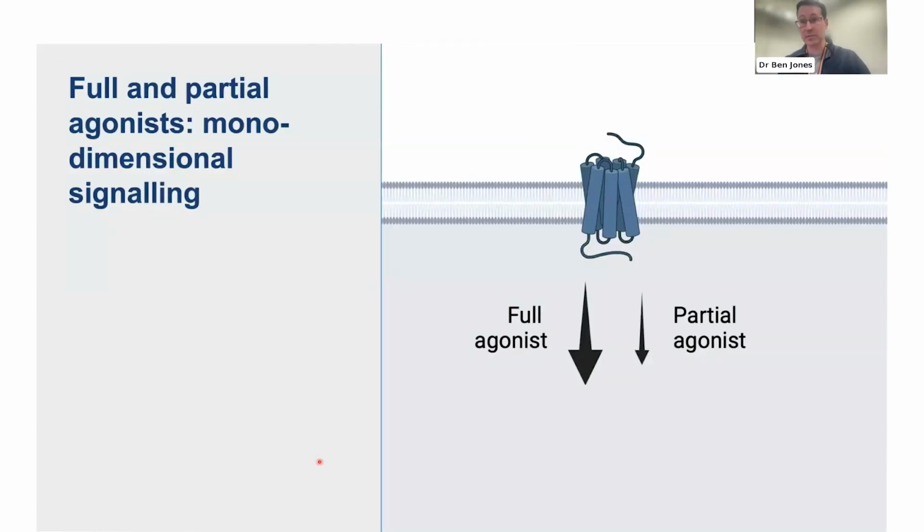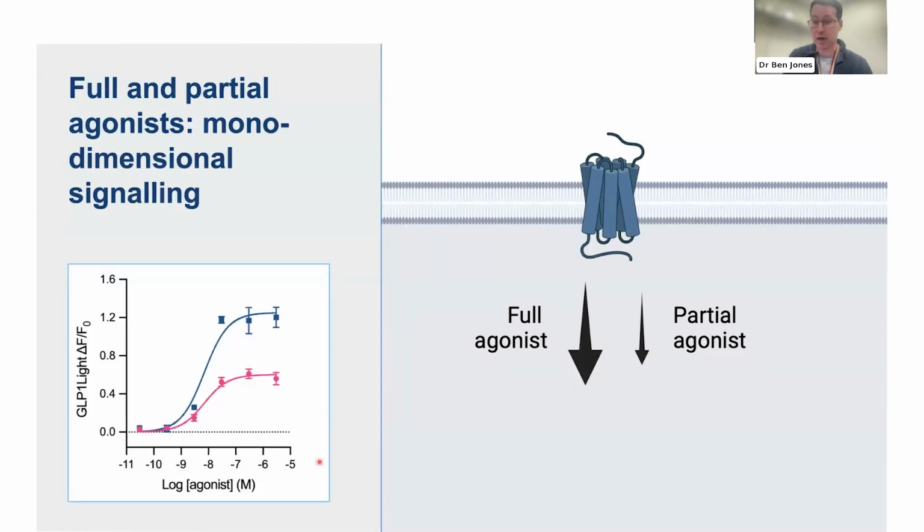So just a little bit of undergraduate pharmacology. Many of you will recall that agonists can be divided into either full agonists or partial agonists. And a partial agonist, even if you give a high dose, will only reach a sort of submaximal response, as shown here.